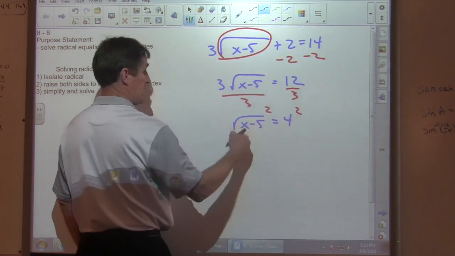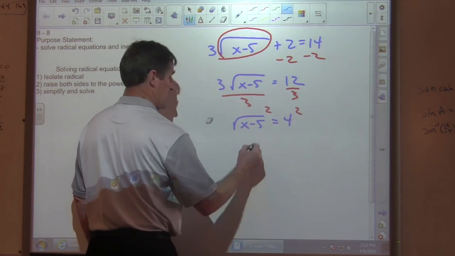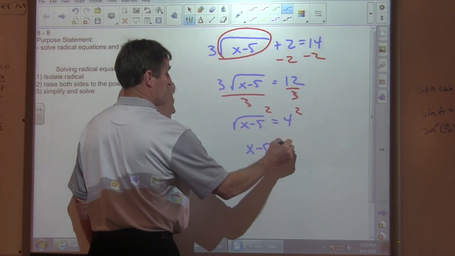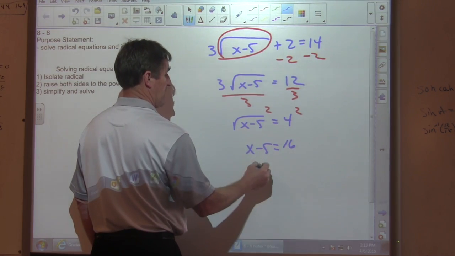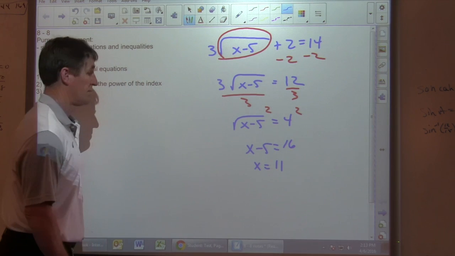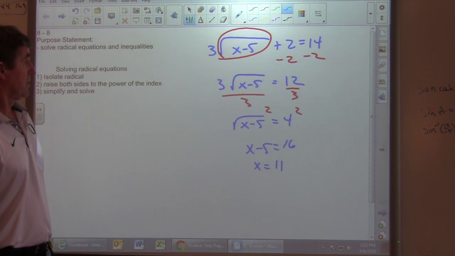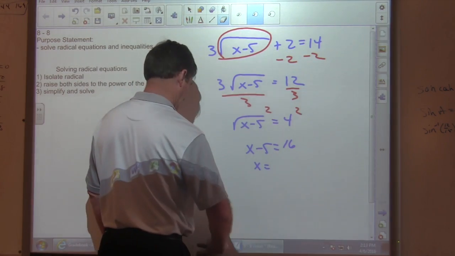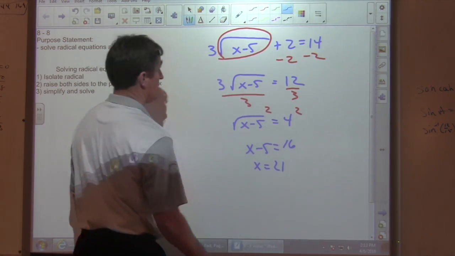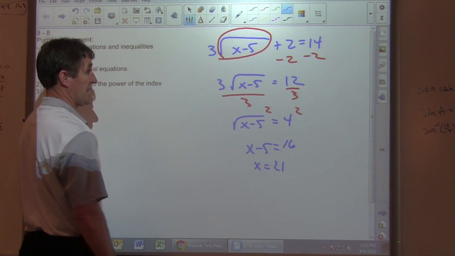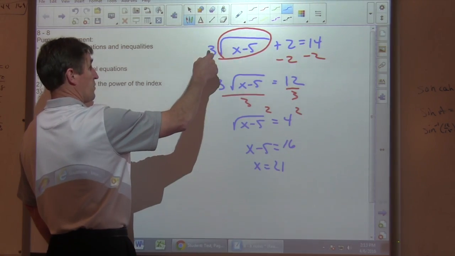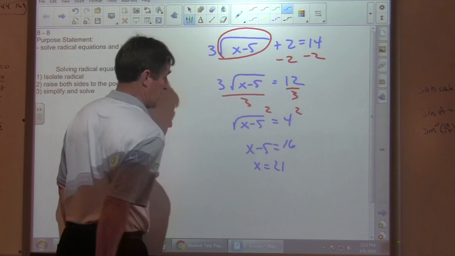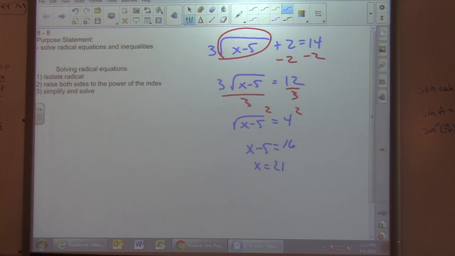We square both sides to get rid of the square root. We get x minus 5 equals 16. Subtract 5, and so we get x equals 11. Oh, add 5, excuse me. Add 5, so we get 21. 21 minus 5 is 16. Square root of 16 is 4. 4 times 3 is 12, plus 2 is 14. And so we've got that right. So it's really nice to be able to check these. It doesn't take very long.